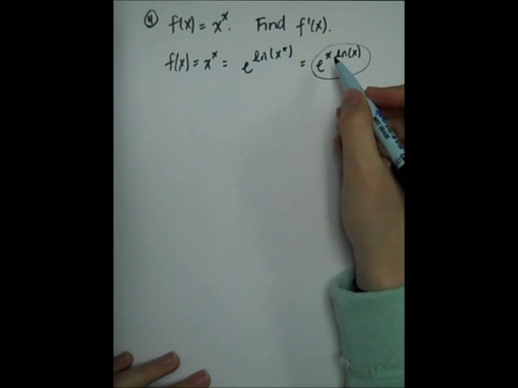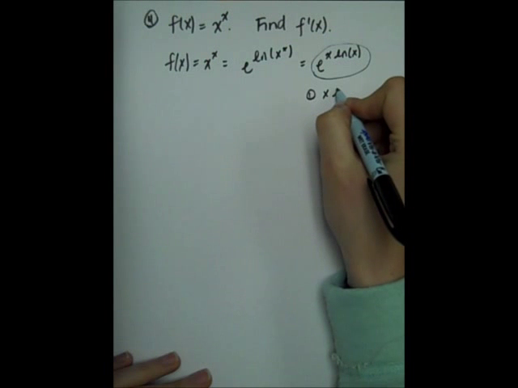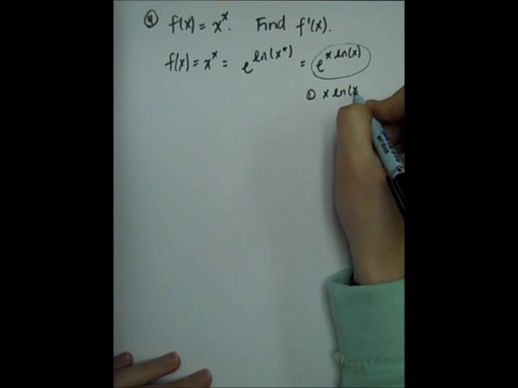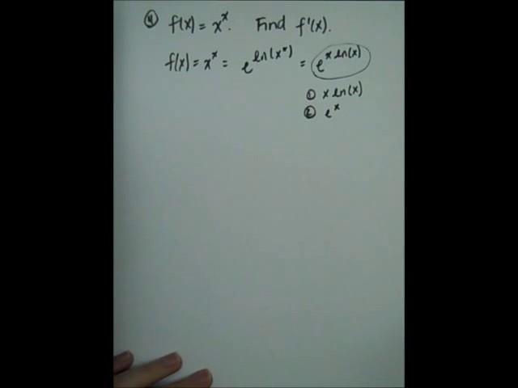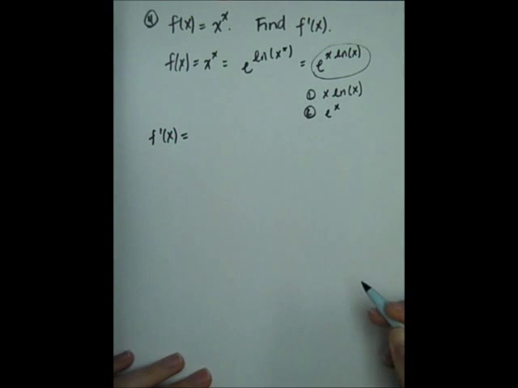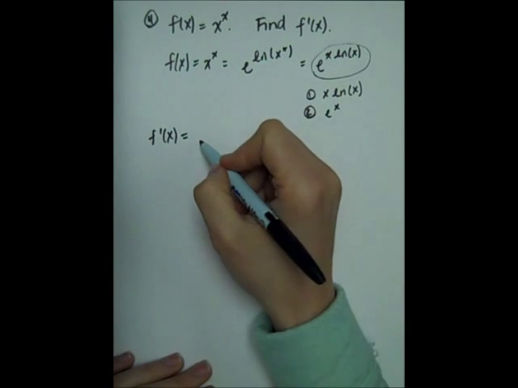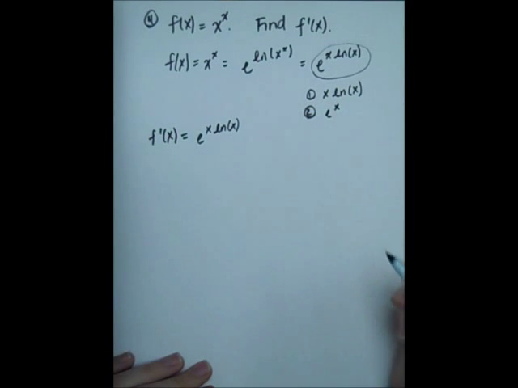So this is e to something that's not just an x. So that's a chain. First function is x times natural log of x. Second function is e to the x. So the derivative of e to the x is e to the x. In this case, though, we want e to the x times natural log of x.